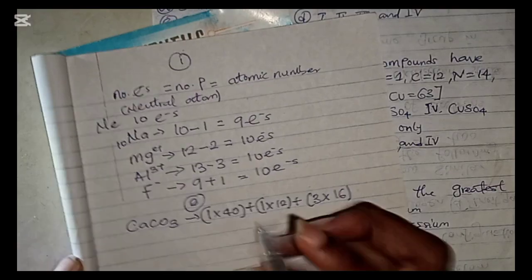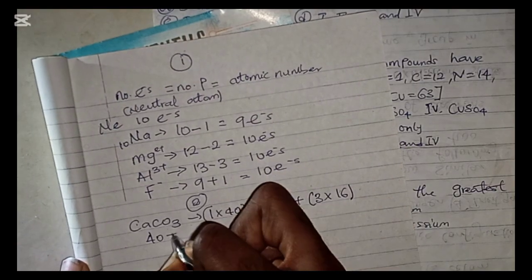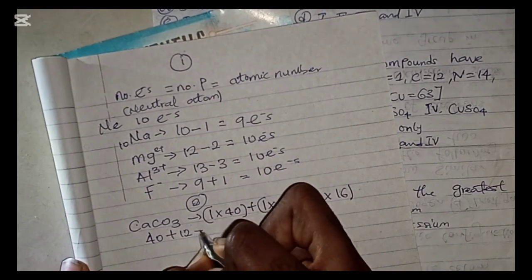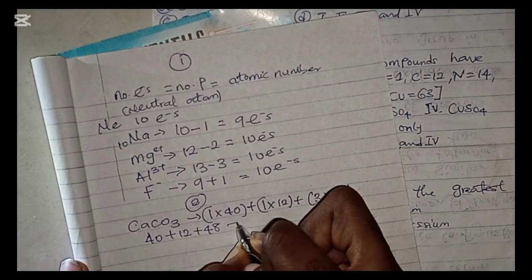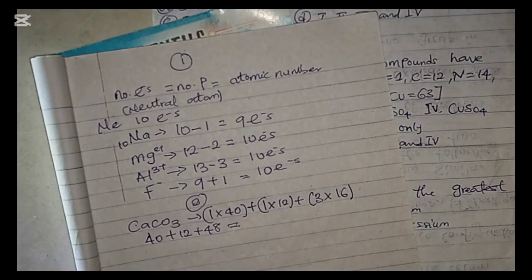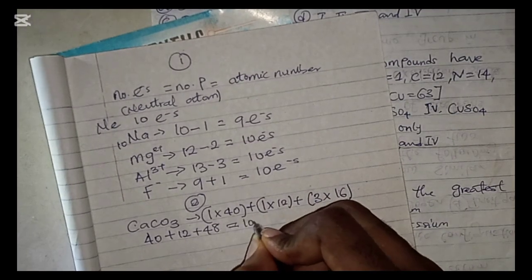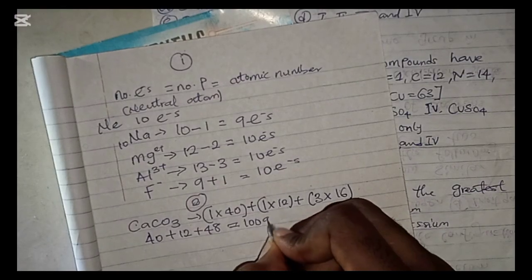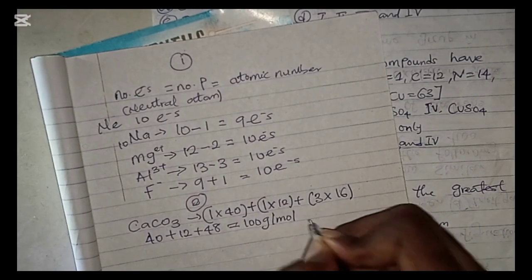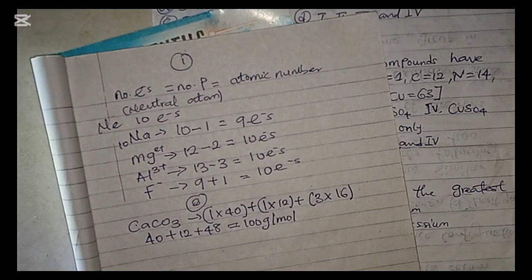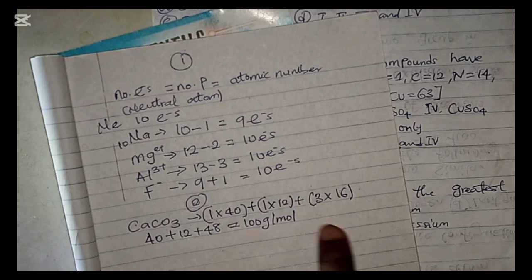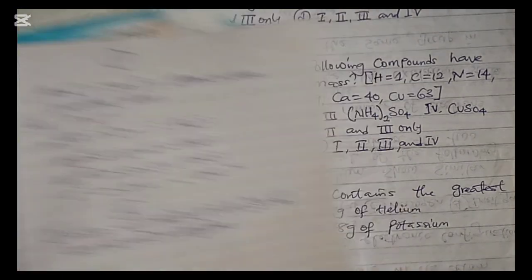Now, if you add all of these, we would have 40 plus 12 plus 48. Summing all of these together, we would have 100. So this is going to be 100 grams per mole. Don't forget, they said molar mass. If they had said the relative atomic mass, then we would have 100, but no unit. So 100 grams per mole.